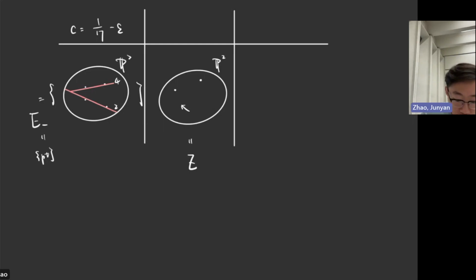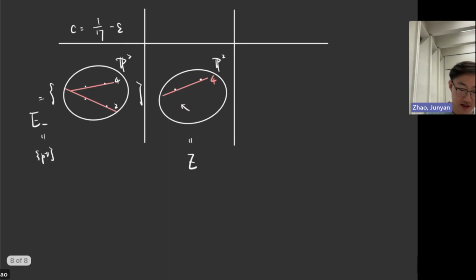What is the boundary divisor? Here you still have this curve, this line of multiplicity 4, and here the line is given by this tangent direction, of multiplicity 2. This is your replacement when c is equal to 1/17.